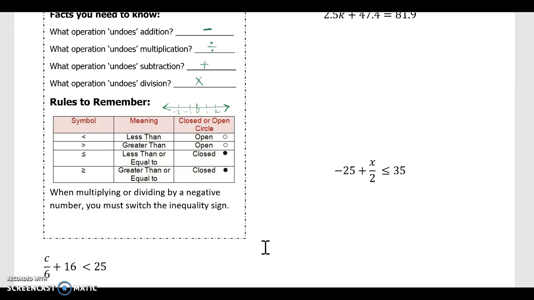Okay, so when multiplying or dividing by a negative number, you must switch the inequality sign. So remember in class, we always put a star by it. So this is the number that's with the variable. If we have negative 2x, then we would be dividing by a negative number. But if you have 5x, you're dividing by a positive number, okay?